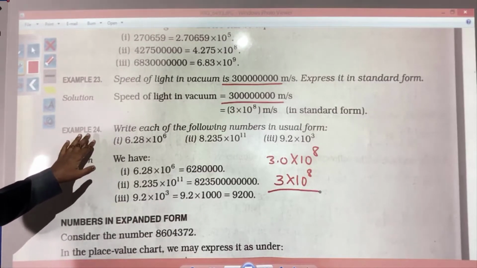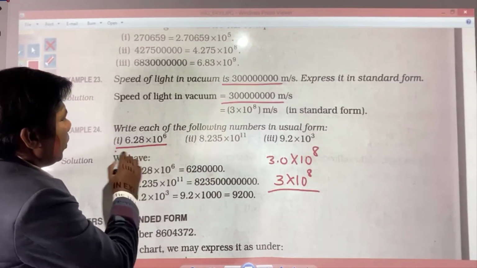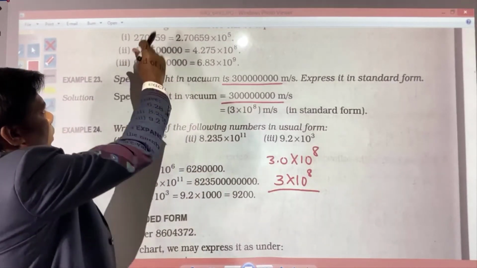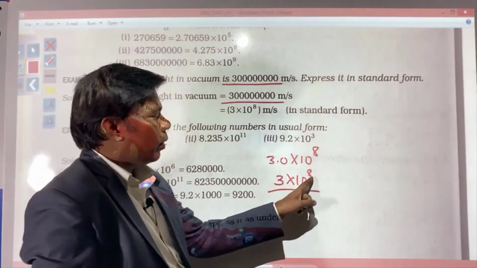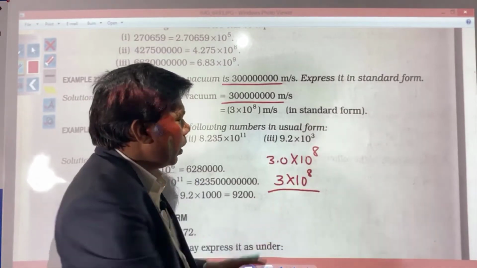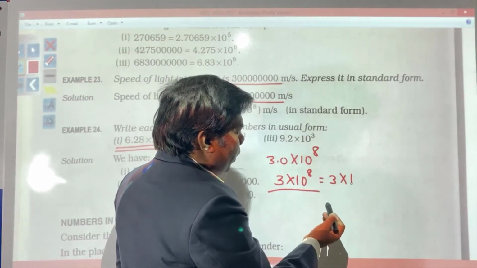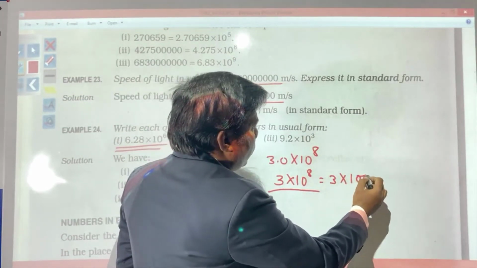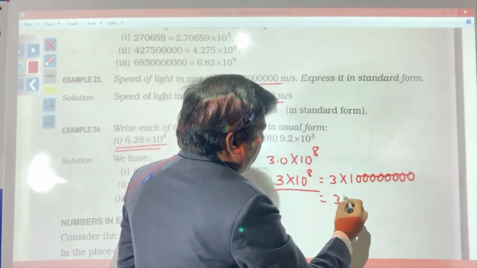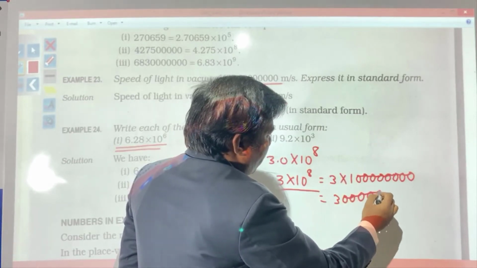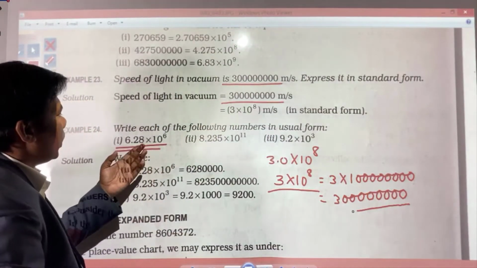Now example 24: write each of the following numbers in usual form. When you write in usual form, just do the opposite of how we did the previous questions. Suppose you have 3 into 10 to the power 8, and this is required to be written in usual form. What will we do? 3 into 1, and how many zeros will be required? 1, 2, 3, 4, 5, 6, 7 and 8. So finally you will get 3 followed by this many zeros. So this will be your answer. In the same way this is required to be done.